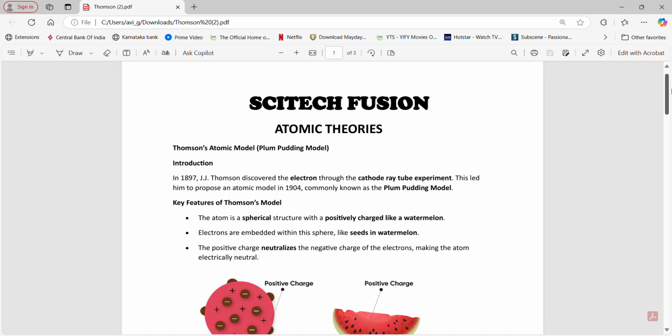In today's video, we are diving deep into two important atomic models that shaped the modern atomic theory: Thomson's plum pudding model, or the watermelon model, and Rutherford's nuclear model.